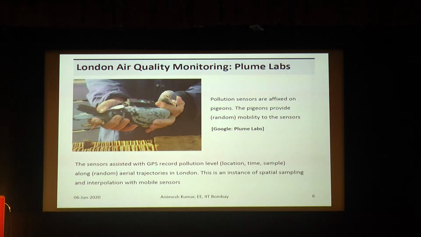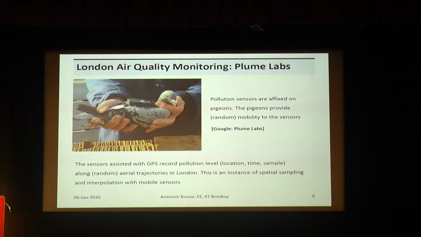And then using, let's say, something like a GPS module, they localize where the pigeon is, and they get location, time, and sample, meaning the sample measurement or the pollution measurement at a given point in space along random aerial trajectories. And this experiment was done in London. So they get a pollution map of London using these, let's say, to some extent randomly flying pigeons with a device attached to their back.